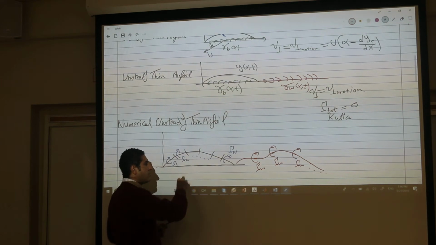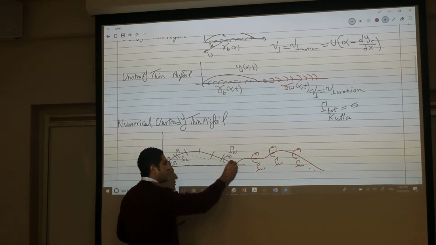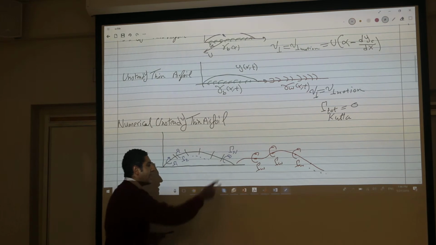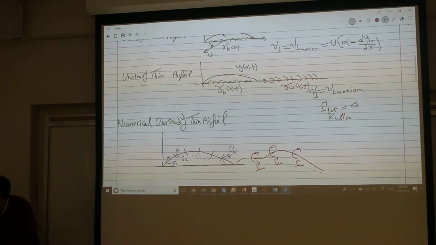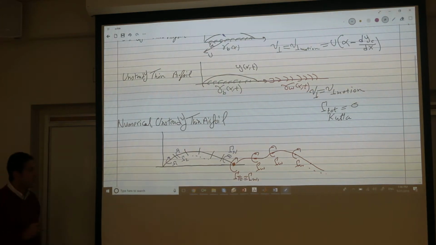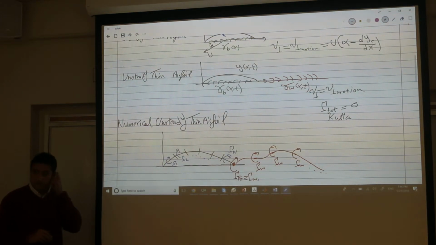So at each time instant, we have to introduce a new vortex at the trailing edge or near the trailing edge. Release it from the airfoil. So let's assume that it's at the trailing edge. This is gamma trailing edge, which is equivalent to gamma wake 1. Okay?